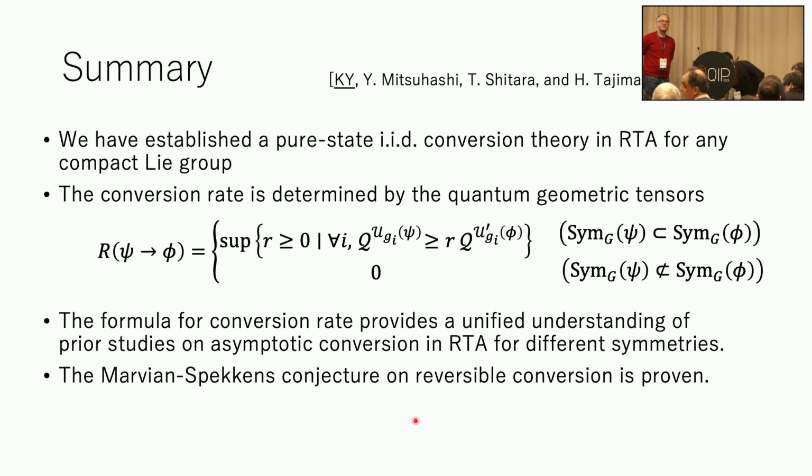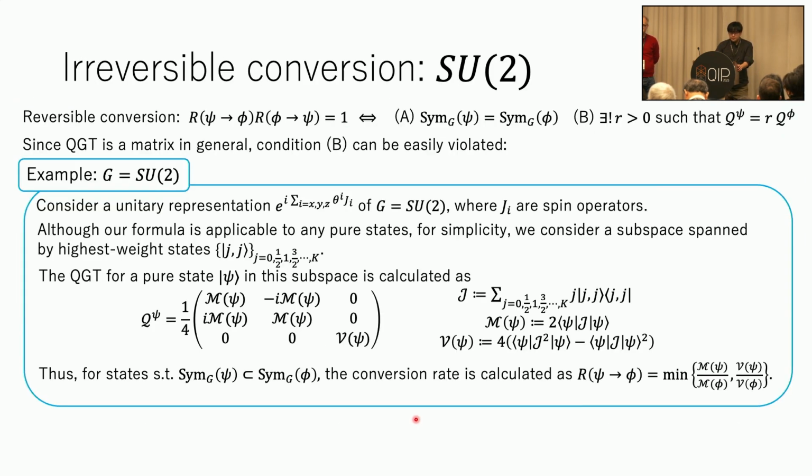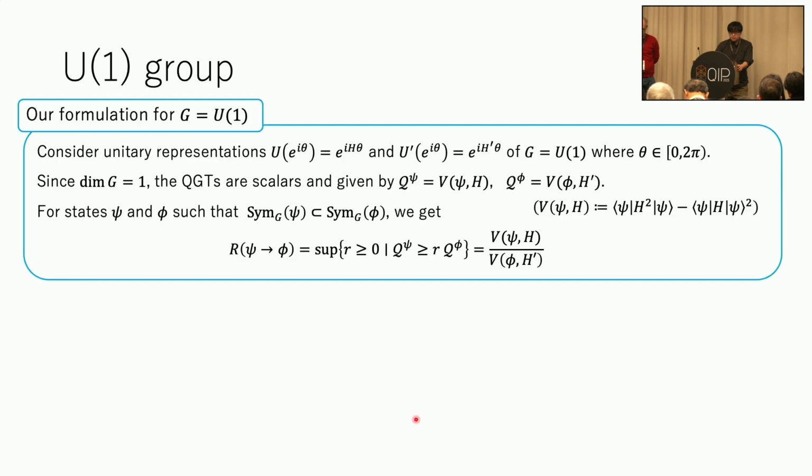Hey, thanks for the nice talk. So let's say you take two states for which the rate of conversion is 0. You cannot go because the symmetry groups don't obey this inclusion relation. Can you at least produce, let's say, one single copy of the second one from arbitrarily many copies of the first one with asymptotically vanishing error? Because I seem to remember in Iman's paper you could do that somehow, even if the rate was 0.